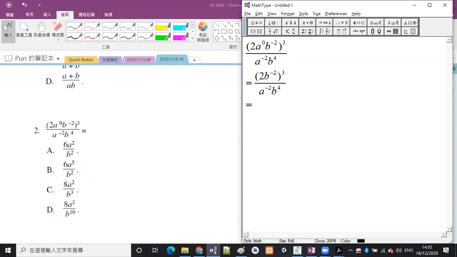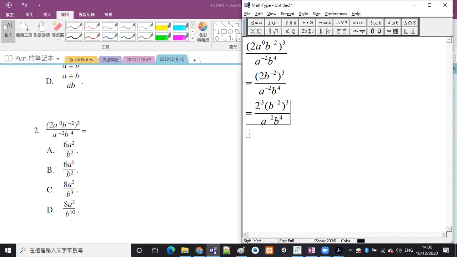The next thing I would like to do is distribute the power 3 into the brackets. Inside the bracket we have a 2 and a b -2. Each of them can share the power 3, so 2 power 3 and b -2 power 3, and all the other things are just copied.